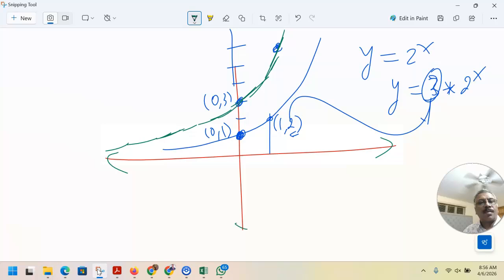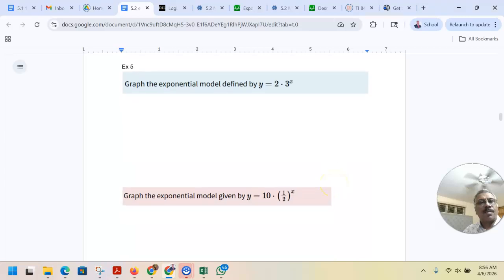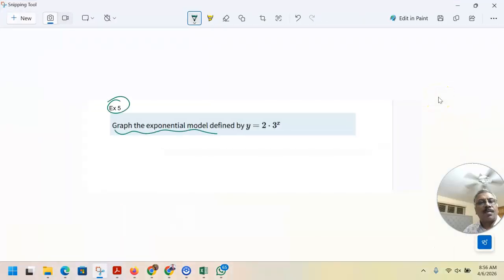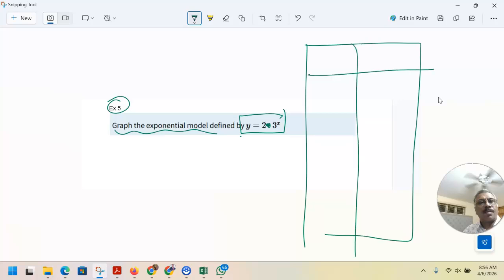So let's go directly to example number 5. And this time, how do we graph this one? Graph y equals 2 times 3 raised to x. See, there is a 3 raised to x. So we can do this. We'll pick not many points, just a few of them maybe.